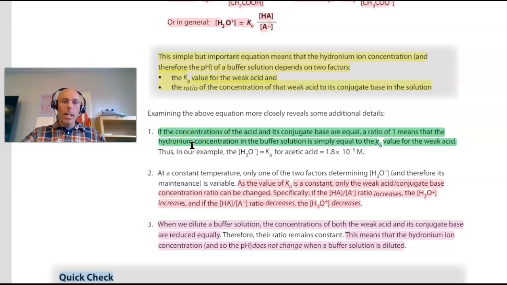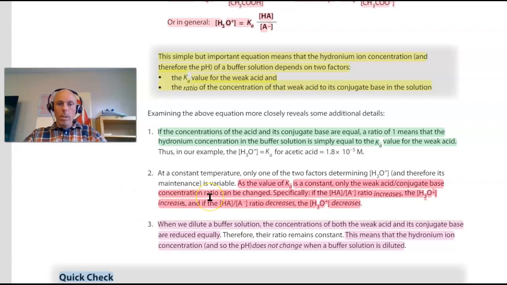So we're looking at the section in green here. And it's telling us, which you may have figured out, that if the ratio of weak acid to conjugate base is 1, if the concentrations are equal to each other, then the hydronium concentration of the buffer system will equal the Ka. In the example that we're using, acetic acid in equal concentration with its conjugate base, acetate, the Ka for acetic acid is 1.8 times 10 to the minus 5 molar, which means the hydronium concentration in a buffer with acetic acid and acetate in equal concentration would be that value as well. And if we took the negative log of that, we'd get the pH of that buffer system, which, by the way, would be the pKa for acetic acid also.